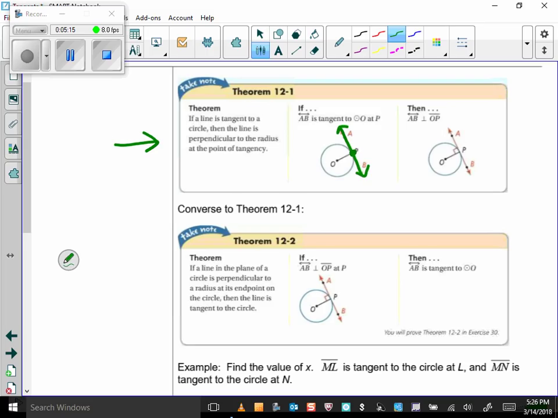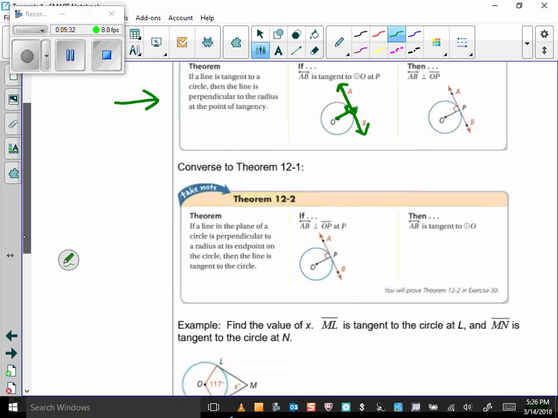So see here, P is our point of tangency. If we draw the radius, so if we go from the center with the radius to that point of tangency, we know that those two, the tangent line and the radius, will be perpendicular.